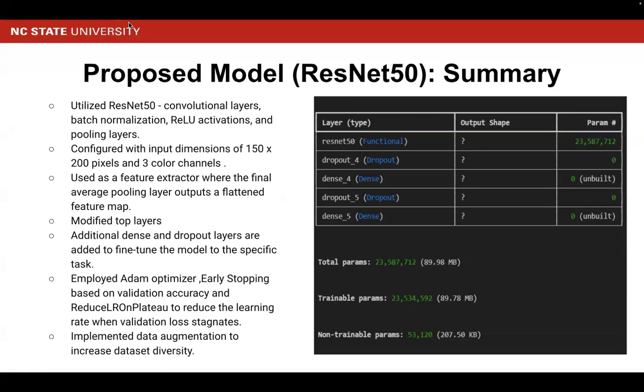We set the training parameters like the learning rate, and we utilize the Adam optimizer. And for the loss function, we use categorical cross entropy, and we also used early stopping to ensure that we don't waste resources when the model isn't improving. Lastly, as mentioned before, we used data augmentation that increases the diversity in our data set and prevents overfitting.